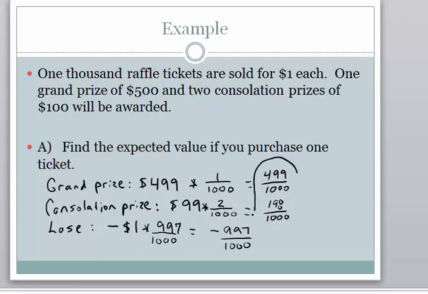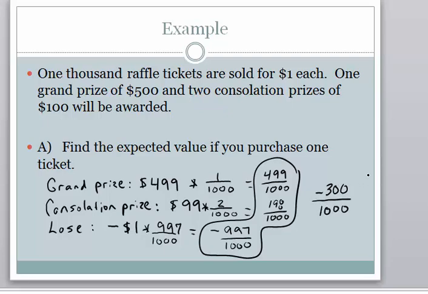And remember that it is these 3 values that we need to add up in order to calculate our expected value. So we're going to add 499 and 198, and then we're going to subtract 997. And so doing that on my calculator, 499 plus 198 minus 997 leaves me negative 300 for my numerator, and my denominator will stay the same at 1,000. And so dividing this out, negative 300 divided by 1,000 equals negative 0.30. And remember that this is money, so we're talking about negative 30 cents for our final answer. So her expectation is a negative 30 cents loss per ticket that she purchases.